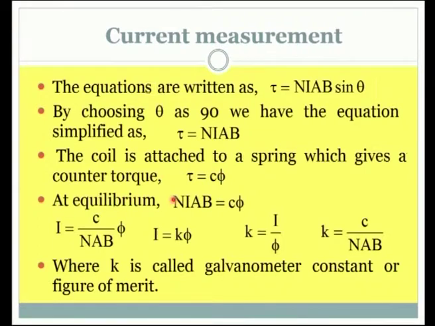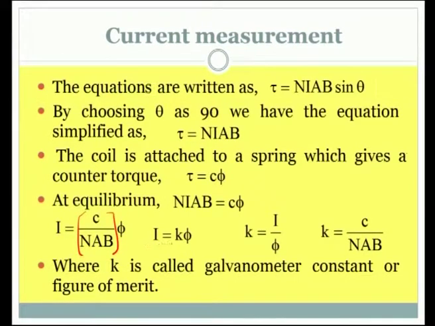At equilibrium, the two torques, the torque due to the magnetic field and the torque due to the spring that is attached to the current carrying coil, are equated here, and we keep I, current, alone on the left hand side and rewrite the equation, and this is found to be a constant. I will mark it as a constant here.